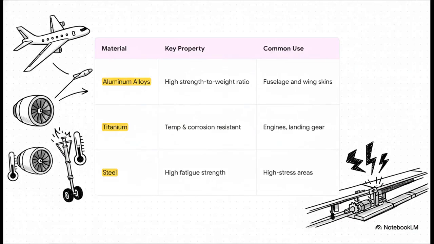For decades, the king of the castle was aluminum alloy. It's got that amazing strength-to-weight ratio, which makes it perfect for the main skin of the fuselage and wings. But in super hot areas, like around the engines, you need something tougher, and that's where titanium comes in. It handles heat and corrosion like a champ. And for parts that are under constant repetitive stress, like the tracks the wing flaps move on, you need the brute strength of steel.